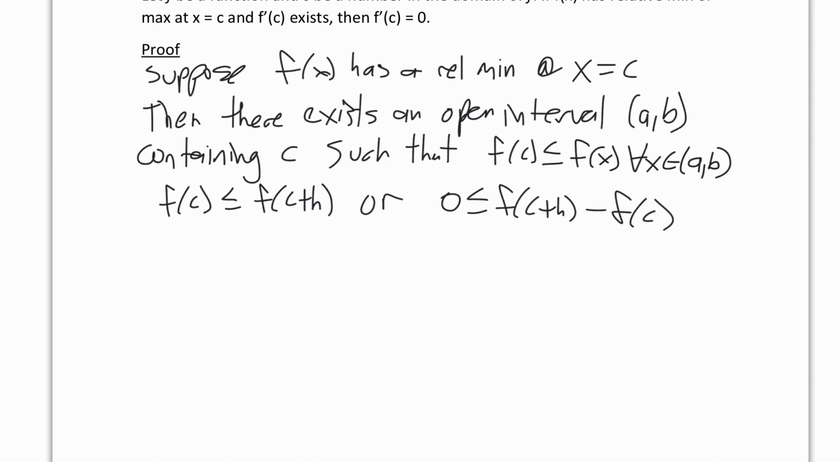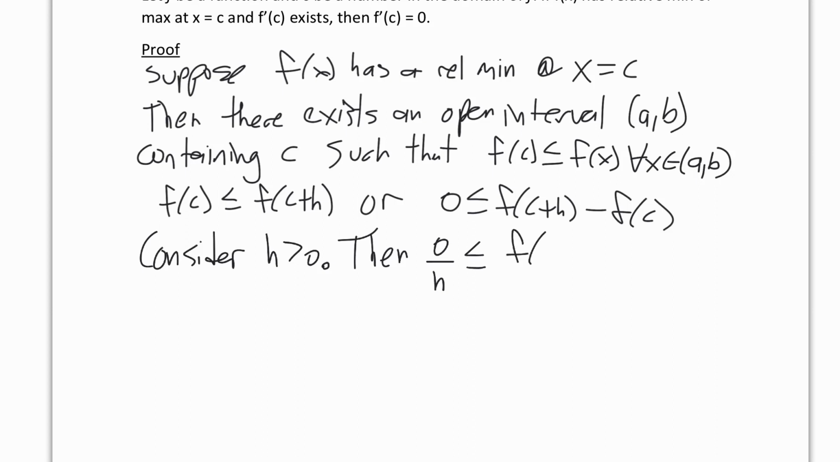So we're going to first consider h greater than 0. Then if we divide the inequality here, we'll have 0 over h is less than or equal to f of c plus h minus f of c, all over h, because the inequality doesn't flip when h is positive. And if you look at this, the left-hand side is just 0, because 0 divided by anything is 0. So we'd have 0 is less than or equal to almost our derivative. So let's go ahead and do the derivative. To do the derivative, we need a limit.